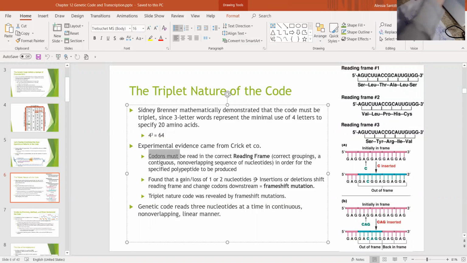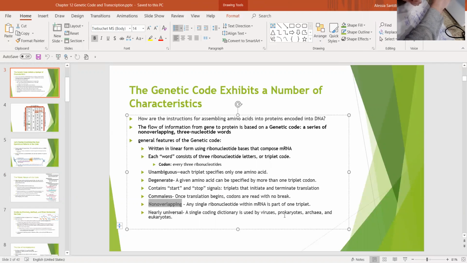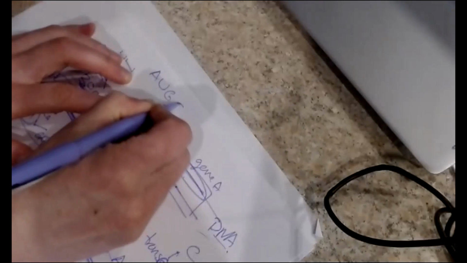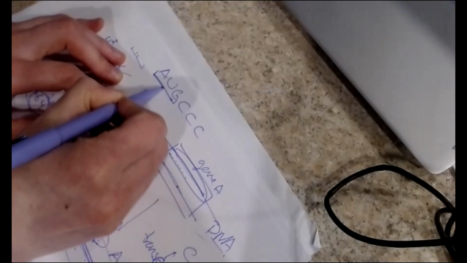Oh, that's something I forgot to mention. The other thing about the genetic code, I completely skipped this, is that it is non-overlapping. Non-overlapping means that when your code is read, say you have a code that goes like so, it's read in a non-overlapping fashion. So your triplet is read.